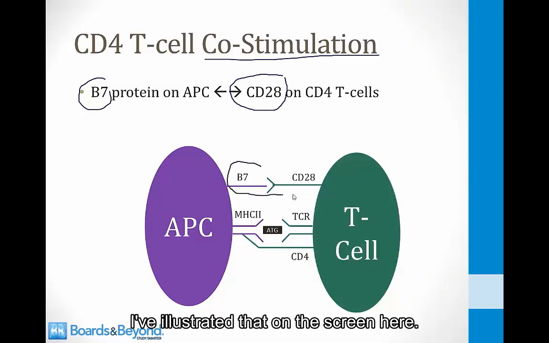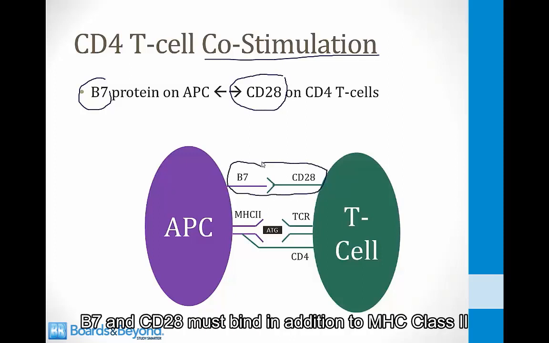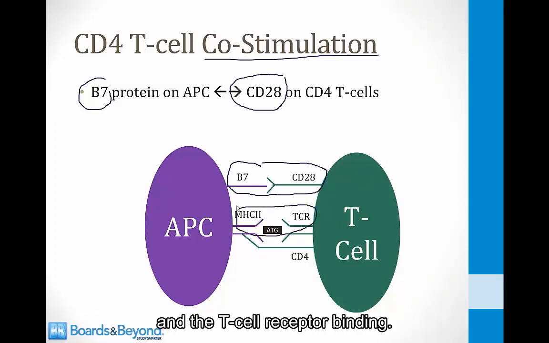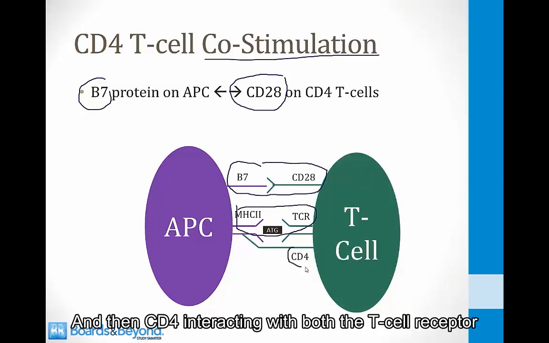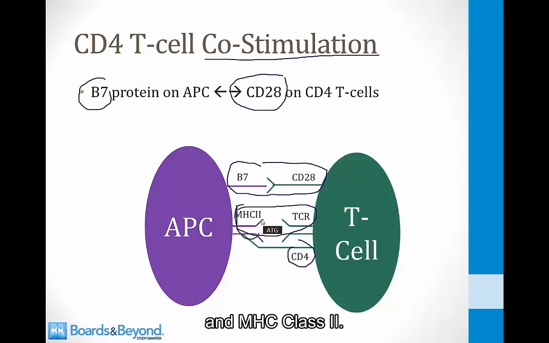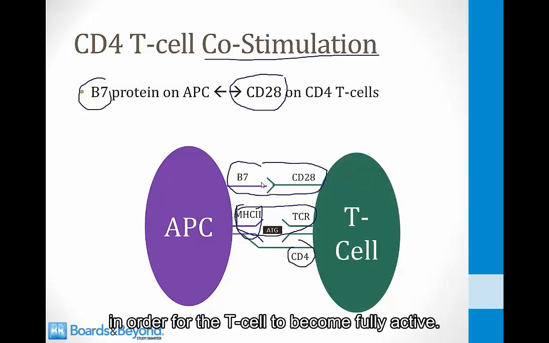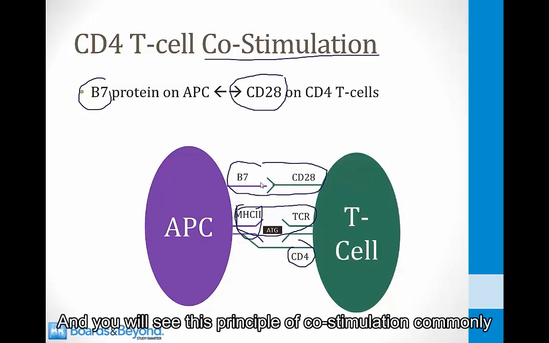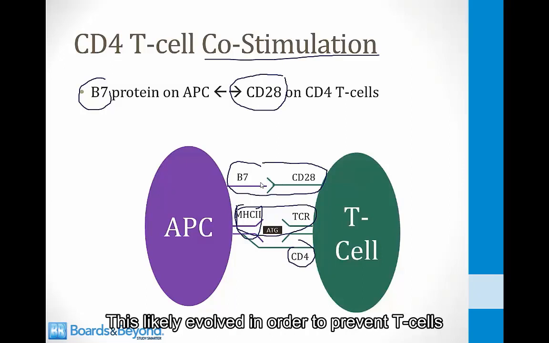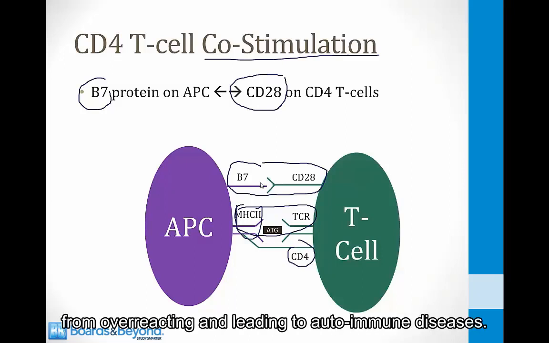I've illustrated that on the screen here. B7 and CD28 must bind in addition to MHC class II and the T cell receptor binding, and then CD4 interacting with both the T cell receptor and MHC class II. Both of these interactions must occur in order for the T cell to become fully active, and you will see this principle of co-stimulation commonly in immunology. This likely evolved in order to prevent T cells from overreacting and leading to autoimmune diseases.